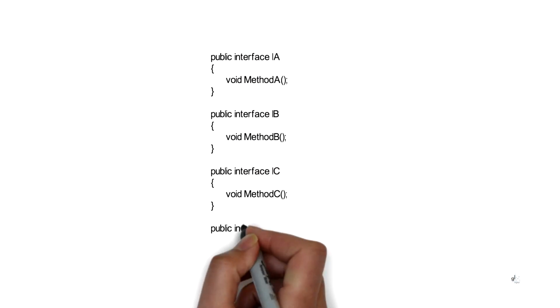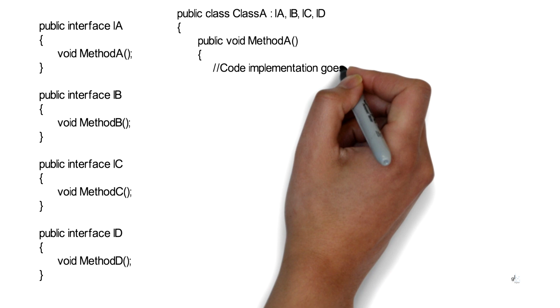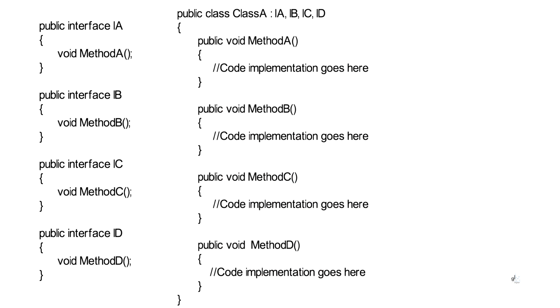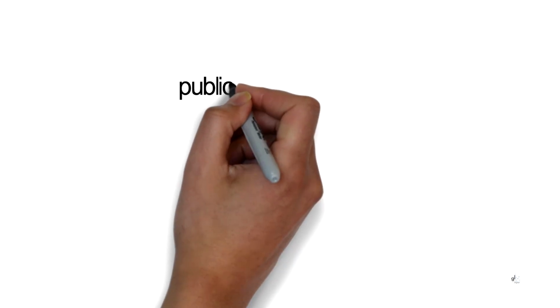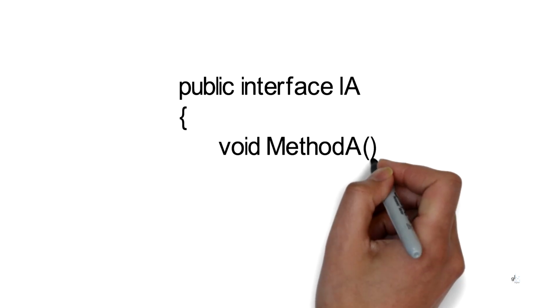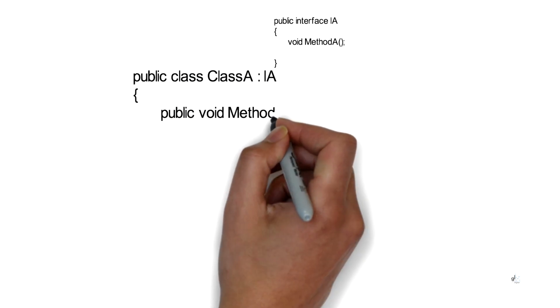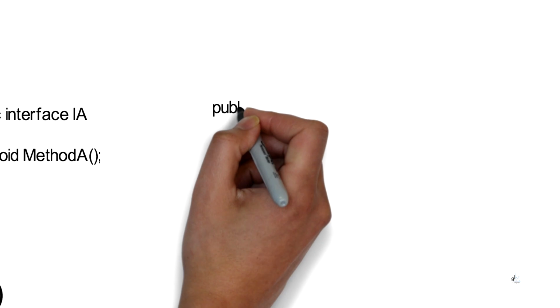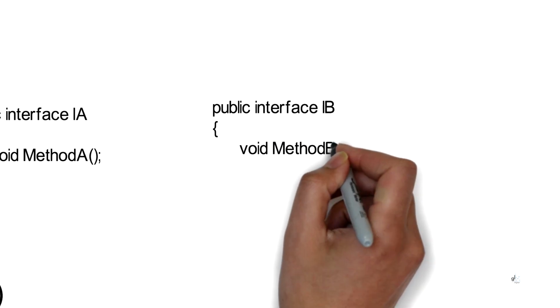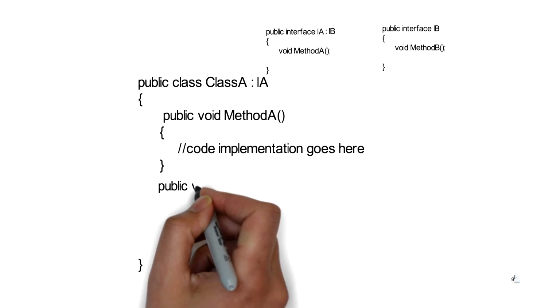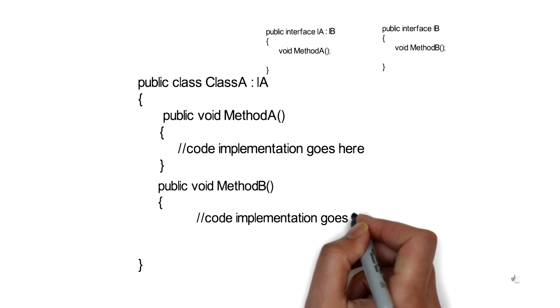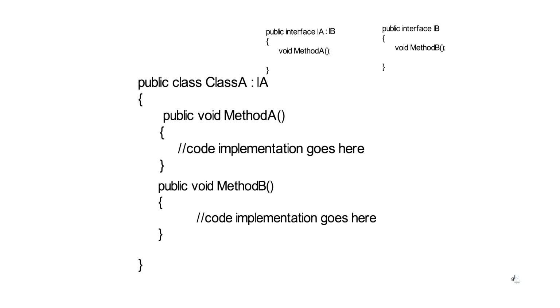A class or struct can implement code for multiple interfaces. Note that an interface is able to inherit from another interface. If, for example, class A implements code for interface IA, and interface IA inherits from interface IB, class A must implement code for all the members of both interface IA and interface IB.